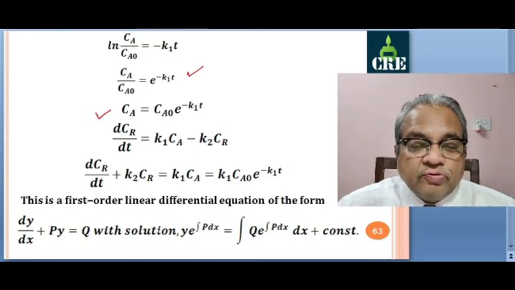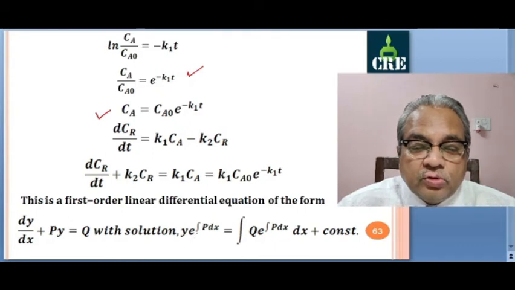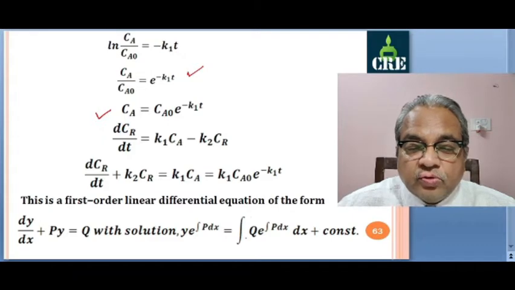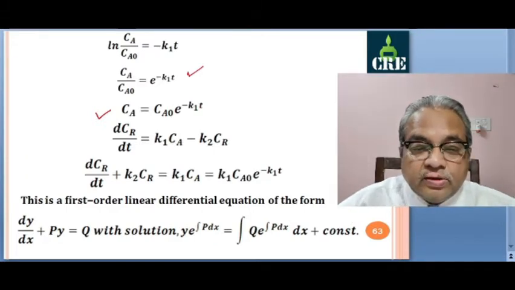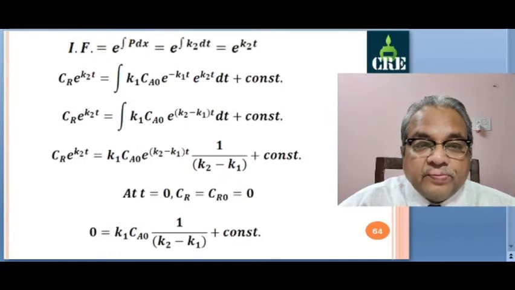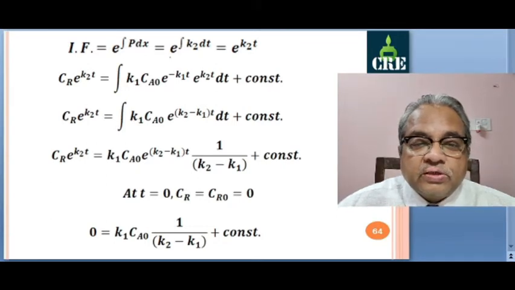So the solution of this differential equation is y into e raised to integral P dx, and that is equal to integral of Q into e raised to integral P dx plus constant. So we can write the solution. Y, integrating factor e raised to integral P dx. Now we know P is K2 here. So e raised to integral K2 dt. So that will be K2t. So e raised to K2t is your integrating factor.